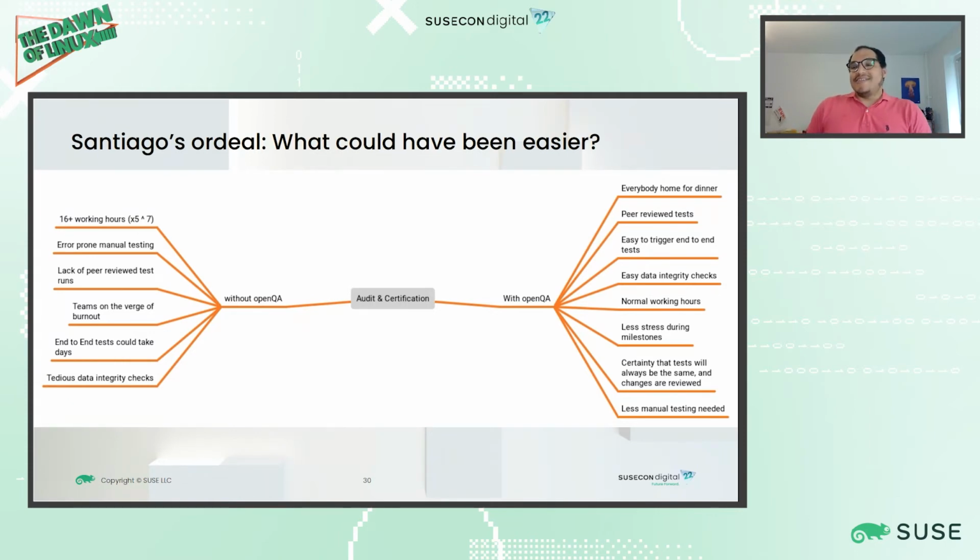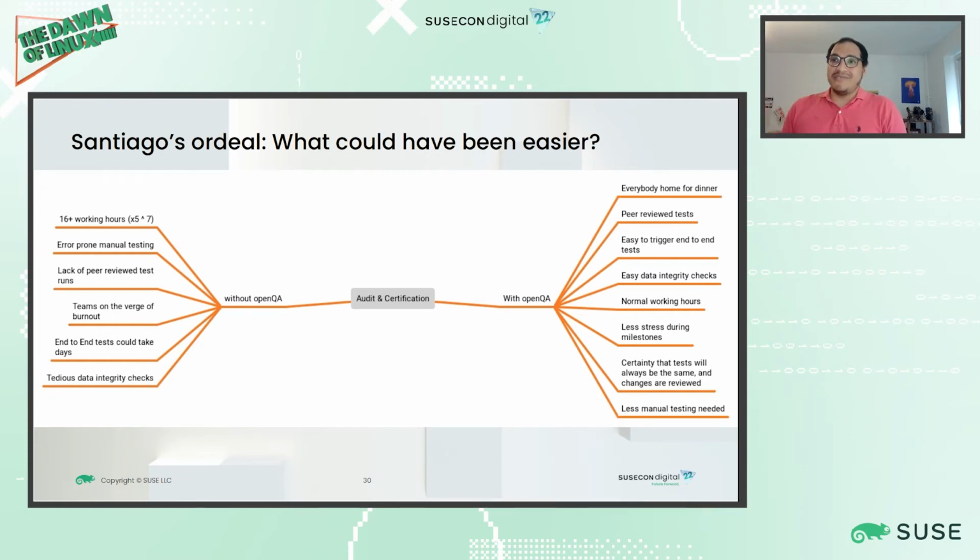And the data integrity checks were painful, because just imagine filling a ballot and filling each thing, putting that on a spreadsheet, and then manually doing all the calculations. So it's a lot. And here's where openQA could have helped. If I knew that it was there, everybody could be home for dinner.